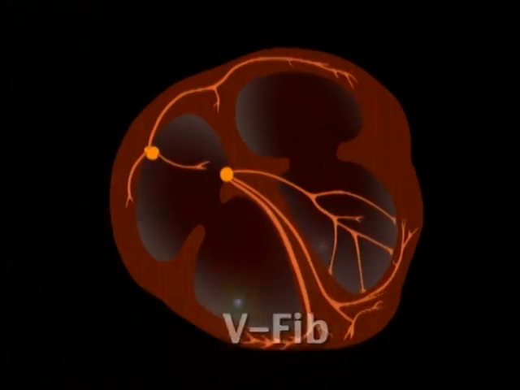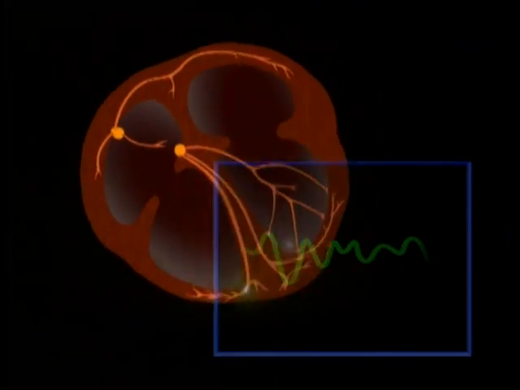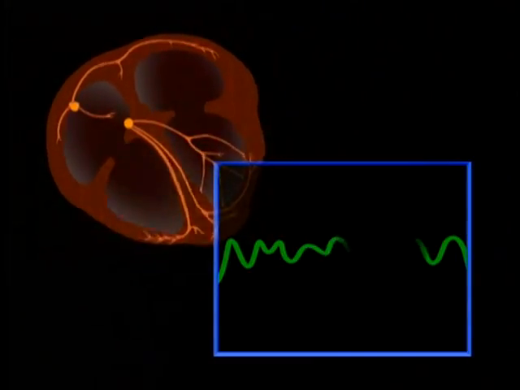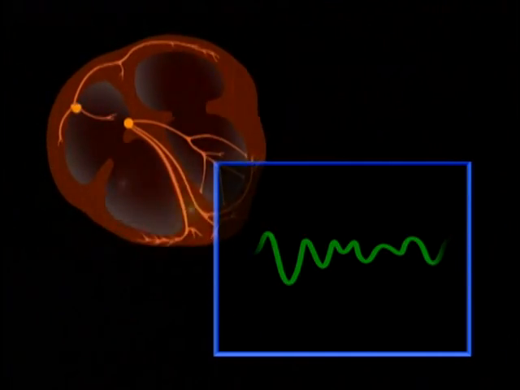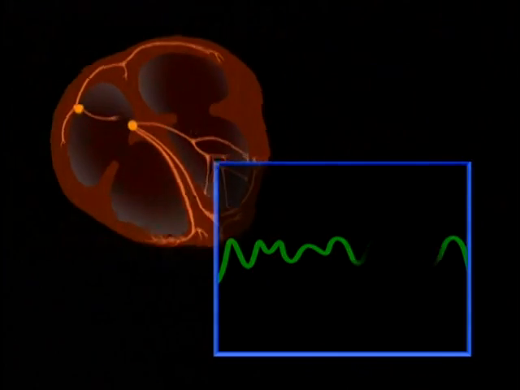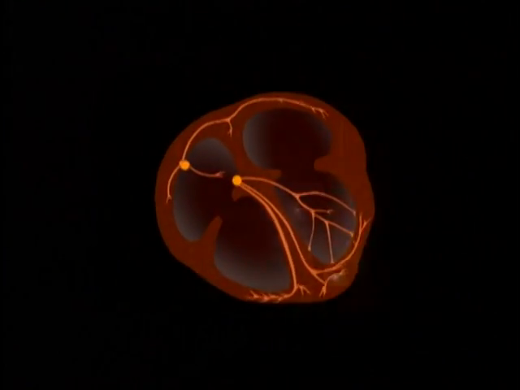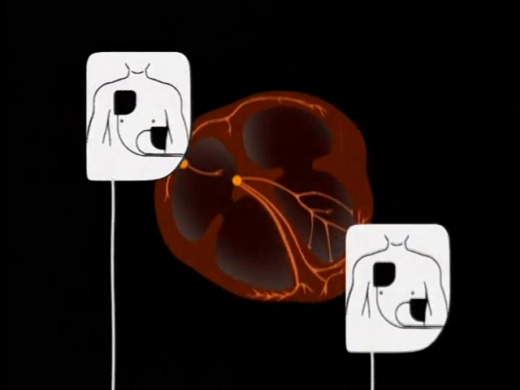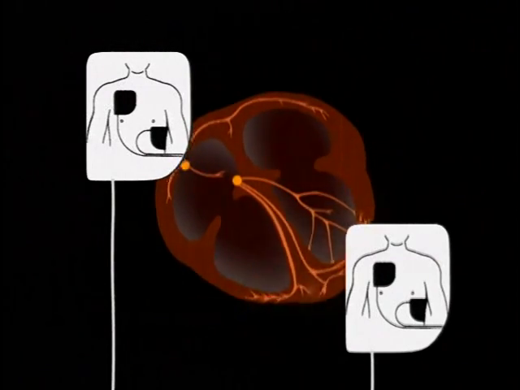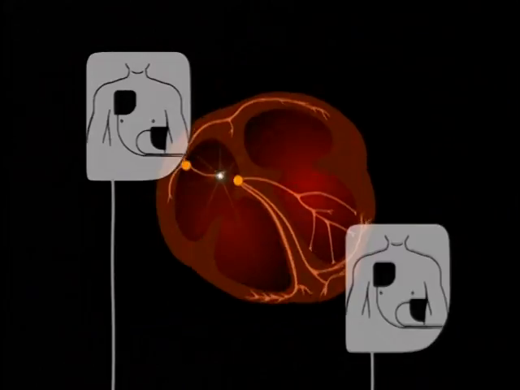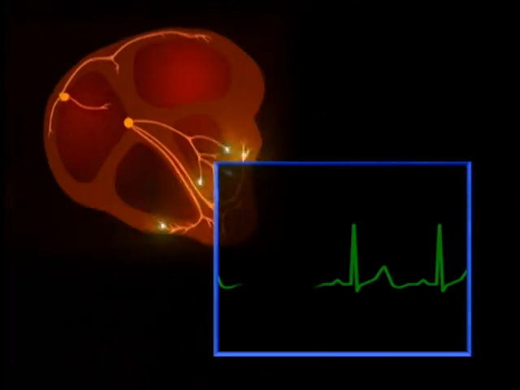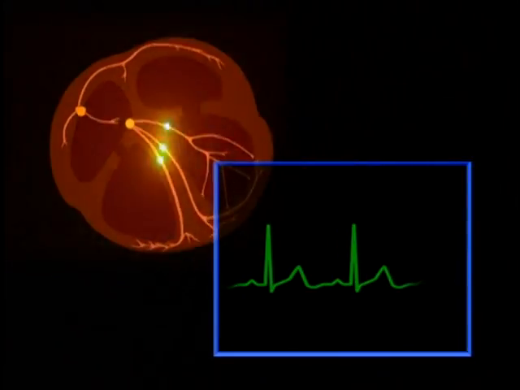In VFib, the electrical impulses fire at random, creating chaos. The heart is unable to circulate blood, therefore there is no pulse. When there is no pulse, one way to halt VFib and restore normal electrical activity is with an electrical shock known as defibrillation. The shock stops the heart for an instant and allows it to reset. When effective, this shock allows the heart to restore effective electrical activity.